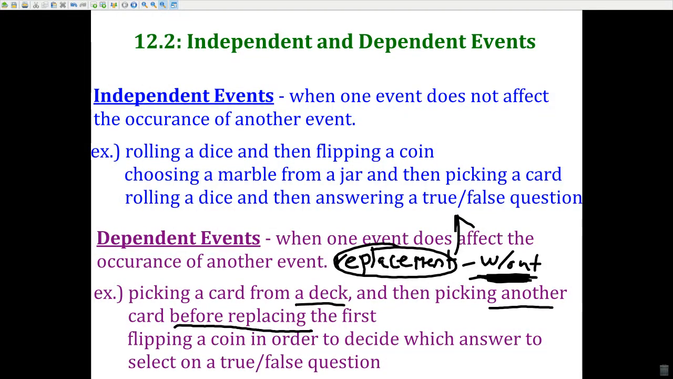Flipping a coin in order to decide which answer is true or false. I don't really like that one, but it's true. Like, if you're going to choose true or false, it depends on what side of the coin you flipped. But this is the all-star one, that first one, picking a card out of the deck and then picking another one and not replacing it, without replacement. So that's going to be dependent events that we're running into.